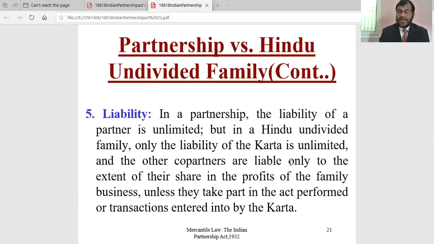Regarding liability, only the karta is answerable for the liabilities or debts, whatever he has incurred. The creditors cannot ask the members. Creditors cannot go there. If at all there is any personal or private property of the members, they cannot attach it. That is the essence of it.